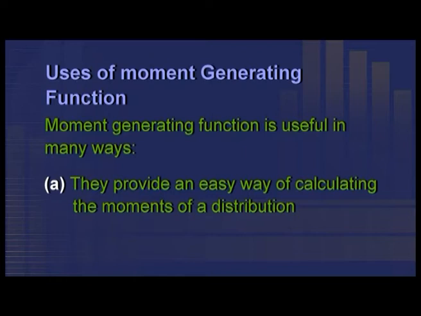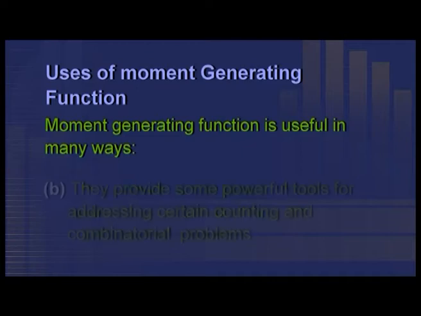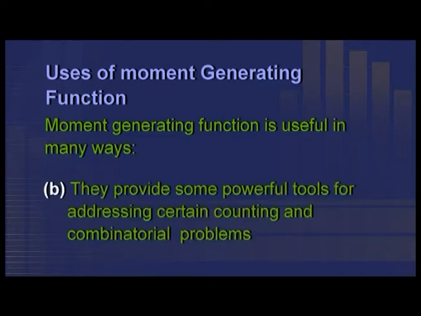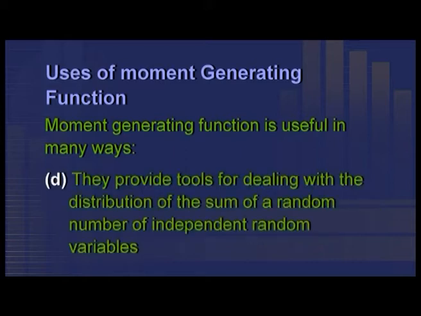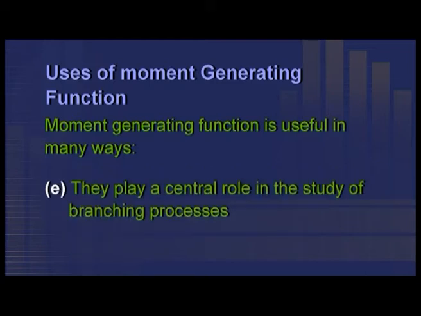A. They provide an easy way of calculating the moments of a distribution. B. They provide some powerful tools for addressing certain counting and combinatorial problems. They provide an easy way of characterizing the distribution of the sum of independent random variables. They provide tools for dealing with the distribution of the sum of a random number of independent random variables. They play a central role in the study of branching processes.